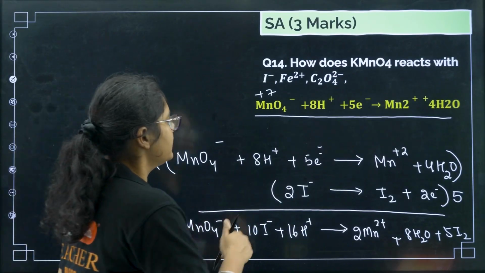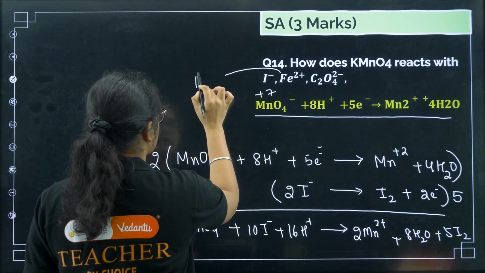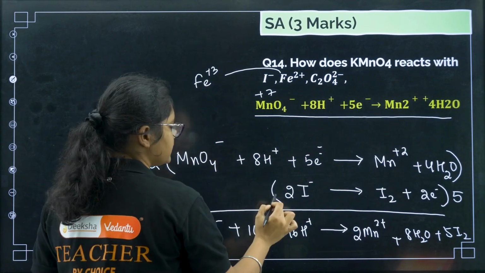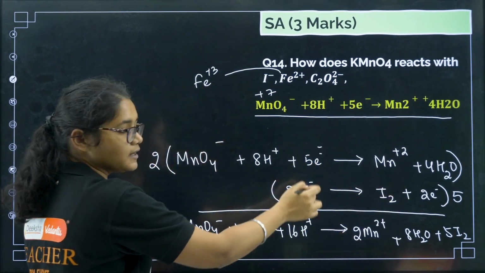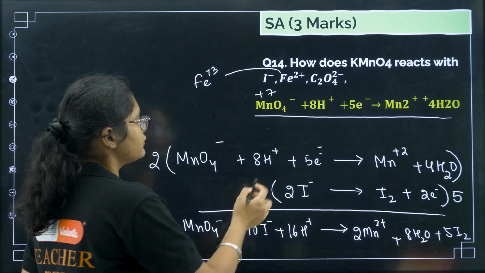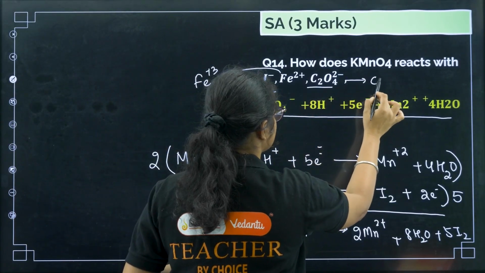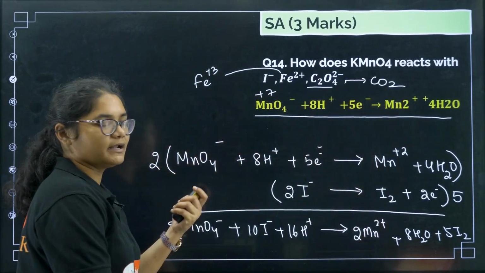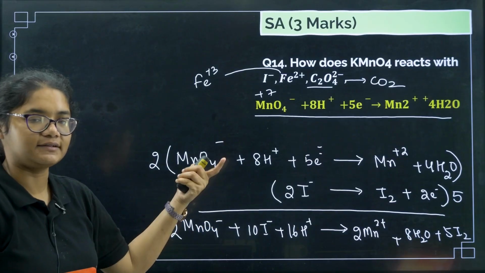Clear? Similarly, Fe2+ will be converted to Fe3+, right. So here you need to write that equation, balance the number of electrons and your work is done. Clear? C2O4 2- is converted to CO2. Okay. Try these questions and check your answer from the NCERT book.